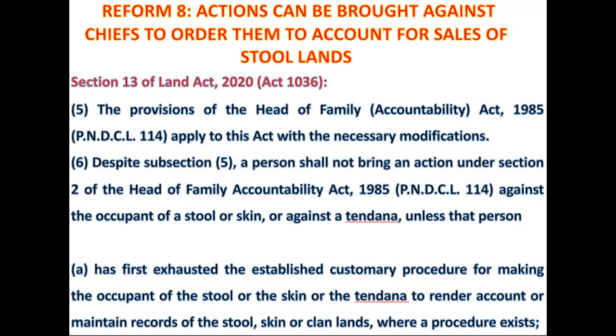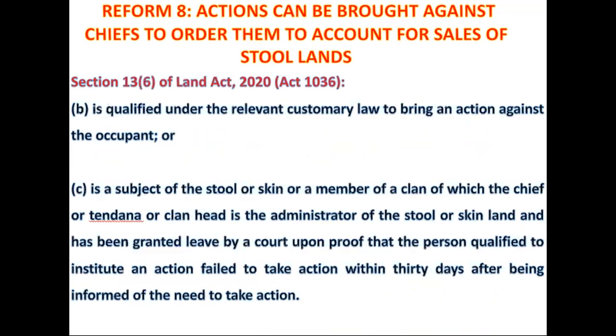It means that even though we are saying chiefs can account, we don't want you to just run to the court and say you have sued the chief for him to account. The law is saying that before you come, you must first exhaust the established customary procedure, which has been established and is there for making the occupant of the stool to account. To render, you must first exhaust that one. Number two, you must show that you, the plaintiff bringing the action, are qualified under the relevant customary law to bring an action against the occupant.